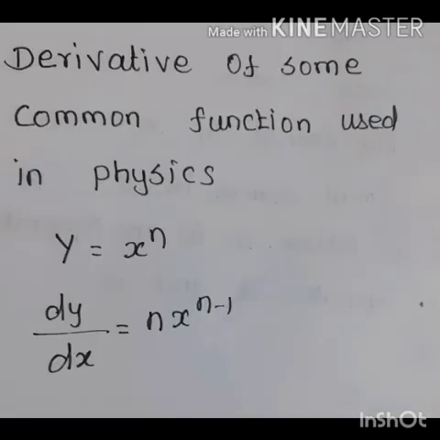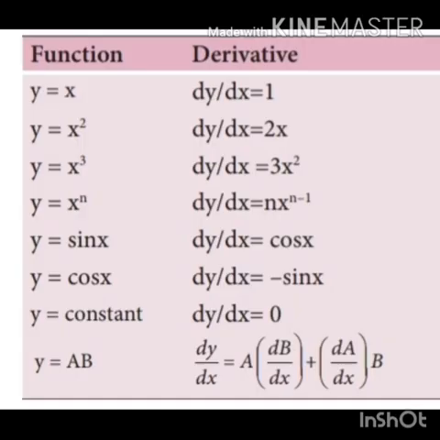The graph shows that dy by dx at a point B represents the tangent to the curve. Derivatives of some common functions used in physics. For the function y is equal to x power n, the derivative dy by dx is equal to n into x power n minus 1. Some common functions are given. In the first one, y is equal to x, therefore dy by dx is equal to 1. y is equal to x square, dy by dx is equal to 2x. y is equal to x cube, dy by dx is equal to 3x square. y is equal to x power n, therefore dy by dx is equal to n into x power n minus 1.